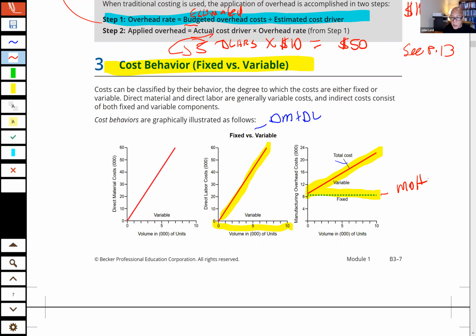Non-manufacturing costs can also behave in the same way. Now, when you look at this function right here, this could be written as y equals mx plus b, where y is the total function. M is the slope of this variable line. So for every movement this way, we get so much movement that way. They call that the slope. And b is the fixed portion.